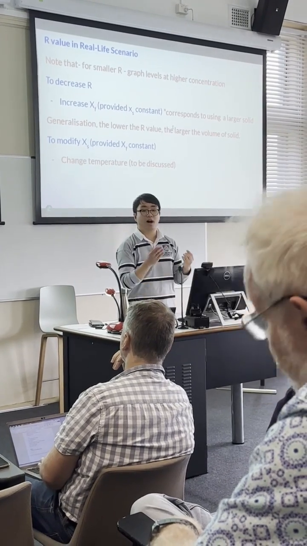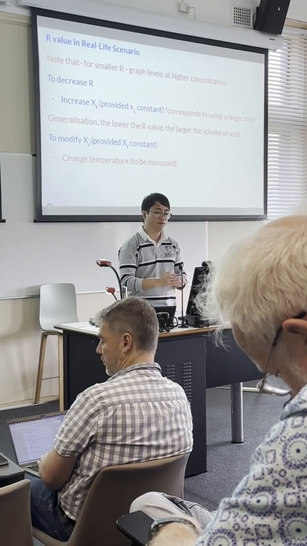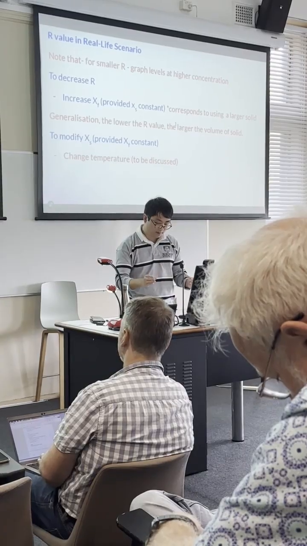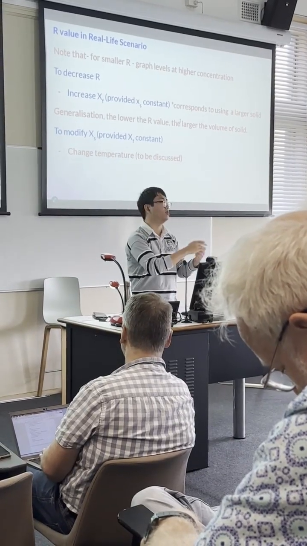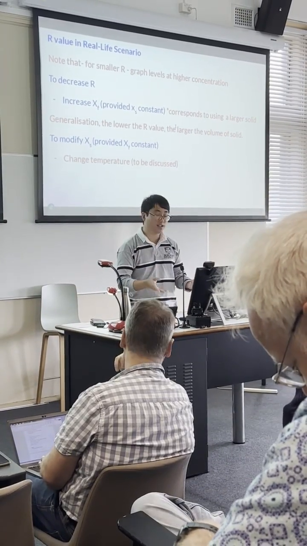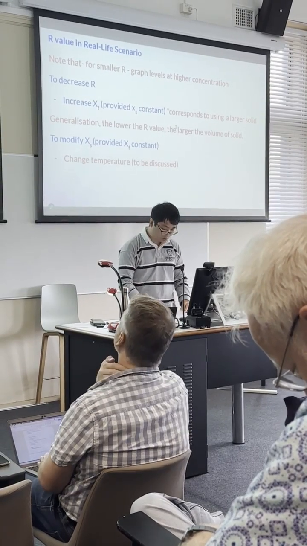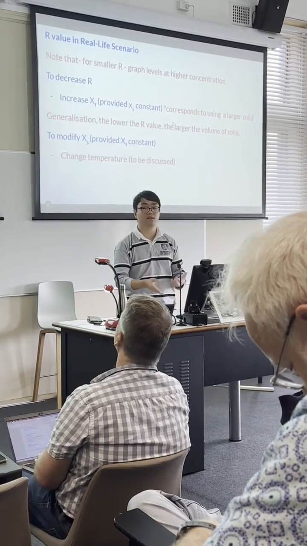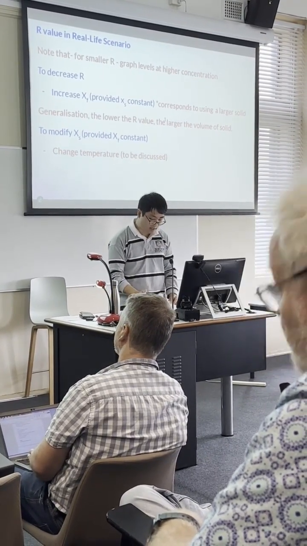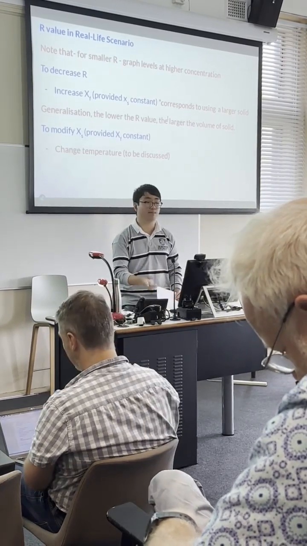We are also going to look at what the R value in our equation can represent in a real life scenario. The smaller the value of R, so to decrease R, we could increase XF while XS remains constant in our expression for R equals XS on XF. This corresponds to using the largest solid to start, resulting in a higher maximum concentration. So to generalize, the lower the value of R, the larger the volume of the solid. In terms of changing XS, we can try to vary the temperature of the solution. We will discuss that in the later part of the presentation.